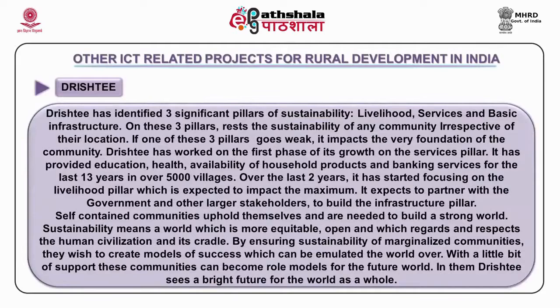Drishti has identified 3 core pillars of sustainability, namely livelihood, services, and basic infrastructure. On these 3 pillars rests the sustainability of any community wherever they may exist. If one of these 3 pillars goes weak, it impacts the very foundation of the community. Drishti has worked in the first phase of its growth on the services pillar. It has now provided education, health, availability of household products, and banking services for the last 13 years in over 5,000 villages. Over the last 2 years, it has also started focusing on the livelihood pillar, which is expected to have the maximum impact. It expects to partner with the government and other larger stakeholders to build up the infrastructure pillar.